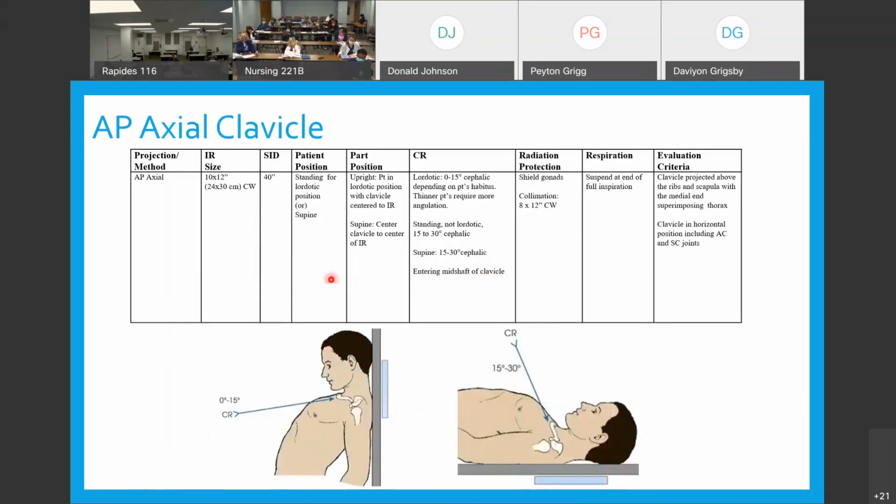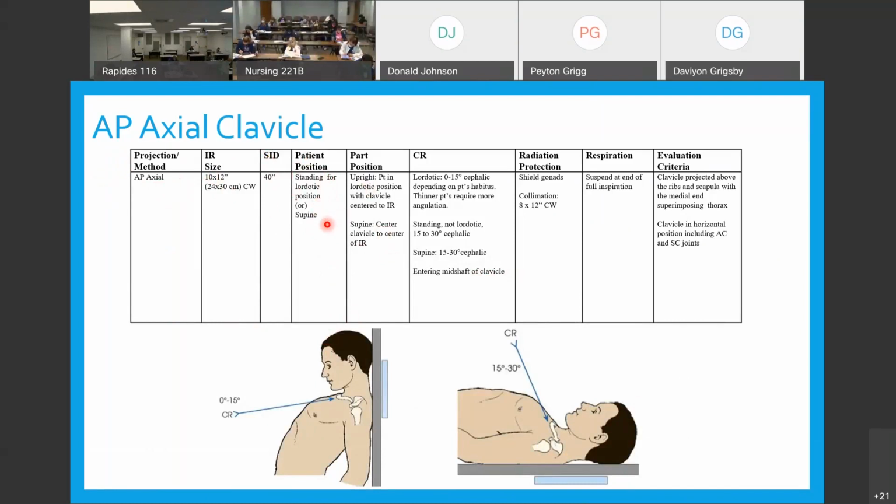Okay, AP axial. Anytime you see the word axial, what should you think of? Angle. Angle somewhere. Be it the patient or the tube. But you're going to have an angle involved. Okay, it says everything stays the same. Standing, and it tells you standing for a lordotic position or supine.